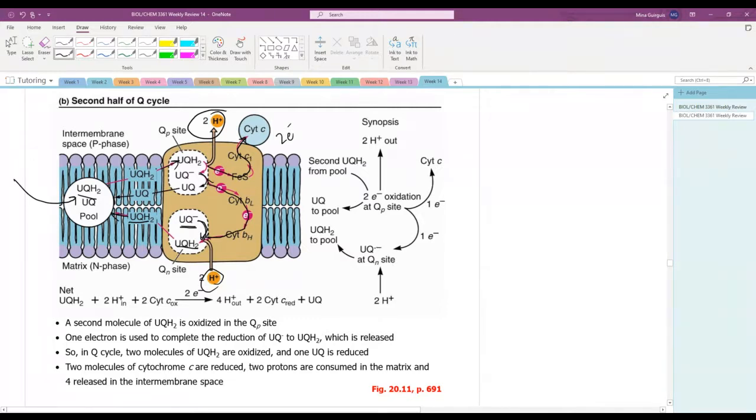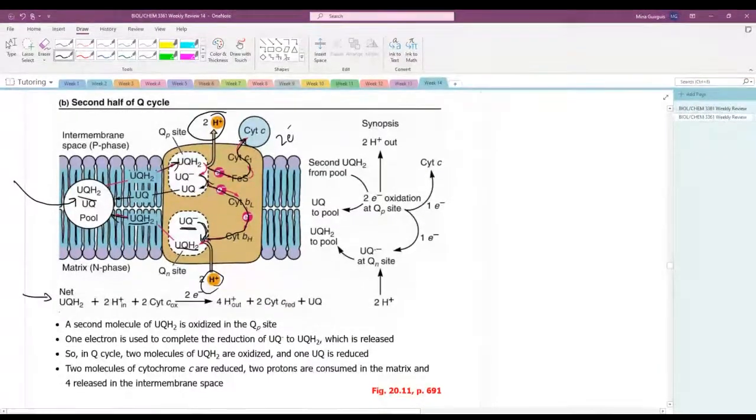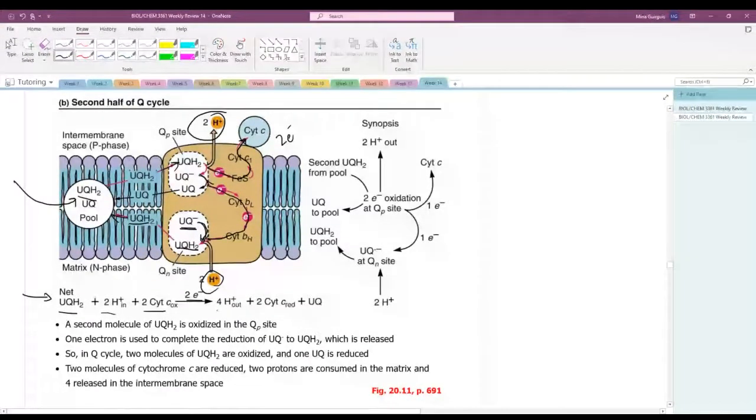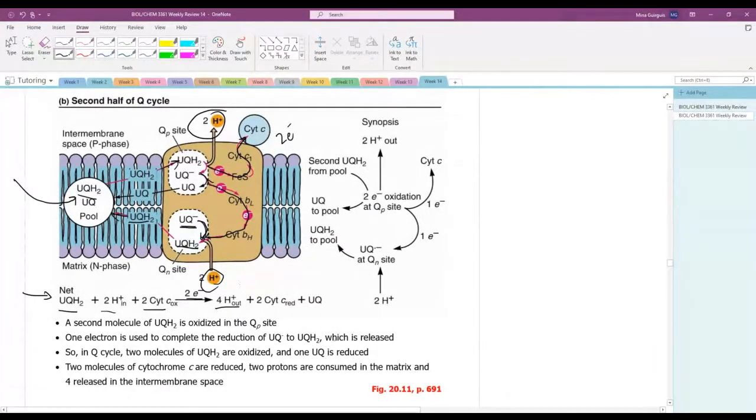Okay, so the net of the entire Q cycle is this: a single UQH2 plus 2 protons and 2 oxidized cytochrome Cs, with a transfer of 2 electrons, kick out 4 protons, reduce 2 cytochrome Cs, and give us UQ.